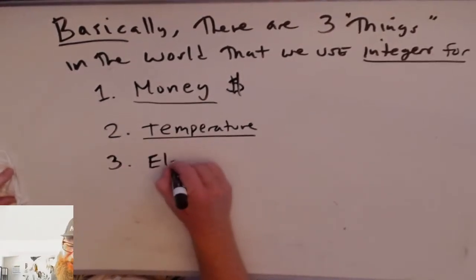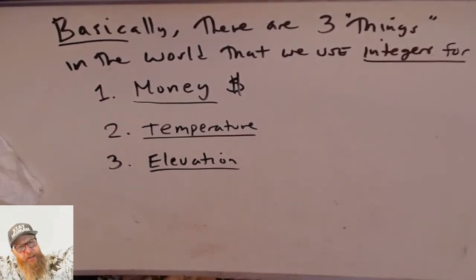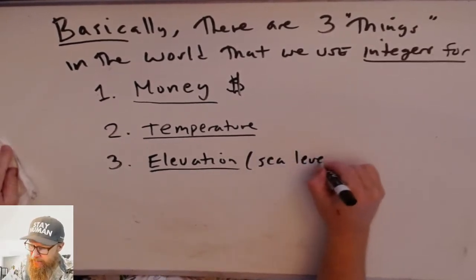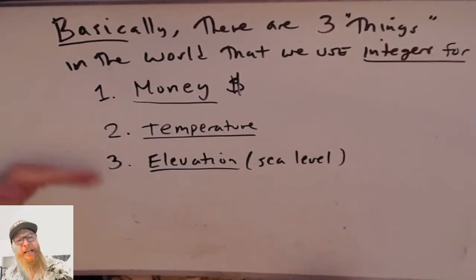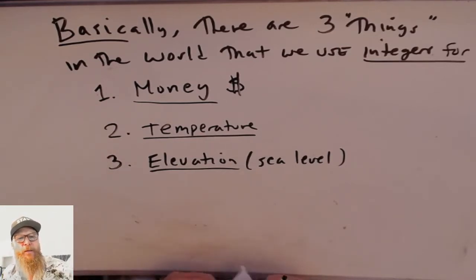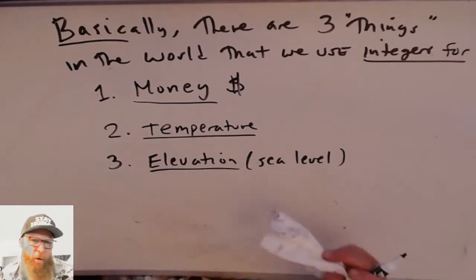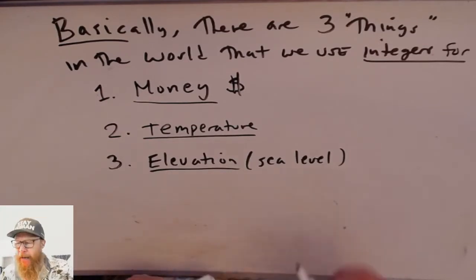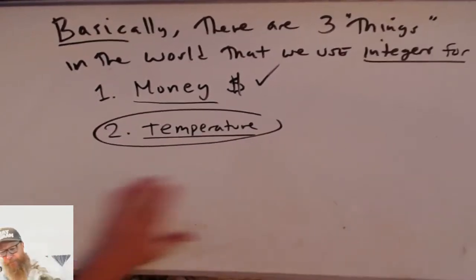And the third thing is elevation. In other words, how high are we? Are we above the surface of the earth or above sea level? Or are we below sea level? Those are the 3 basic things in this class that we'll use integers for. There are more, but I'm not going to make a list of 20 things that we need to know. There are basically 3 things that we're going to use integers for. We've already talked a little bit about money. Let's talk a little bit about temperature.